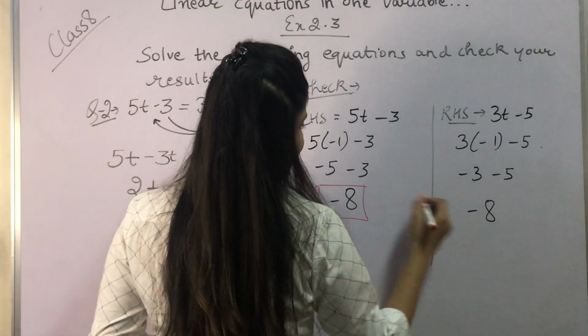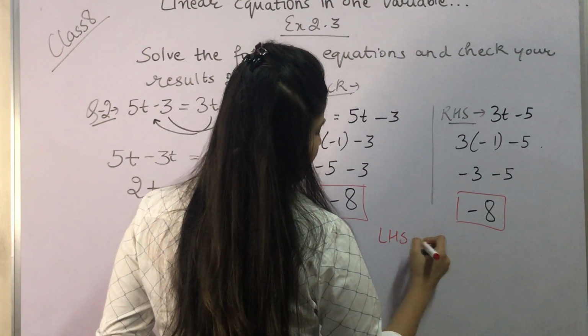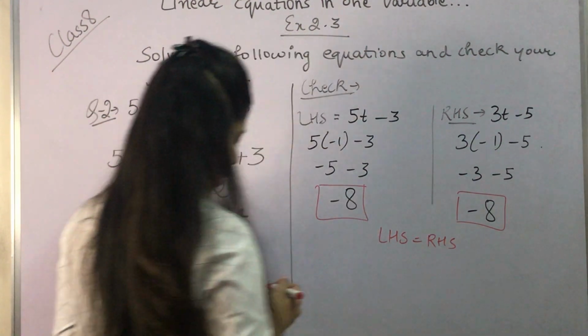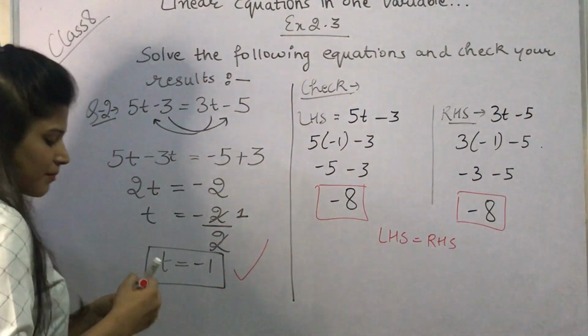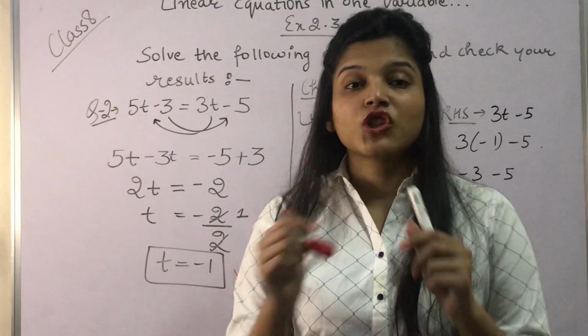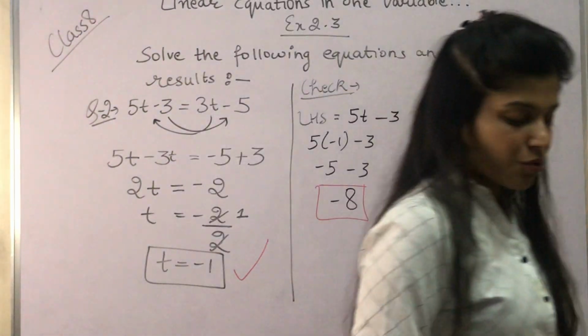Why? Because LHS is equal to RHS. Alright, so it means our answer is perfect. t is minus 1 only. Okay, so this was our question number 2. Now let's come to the next question.